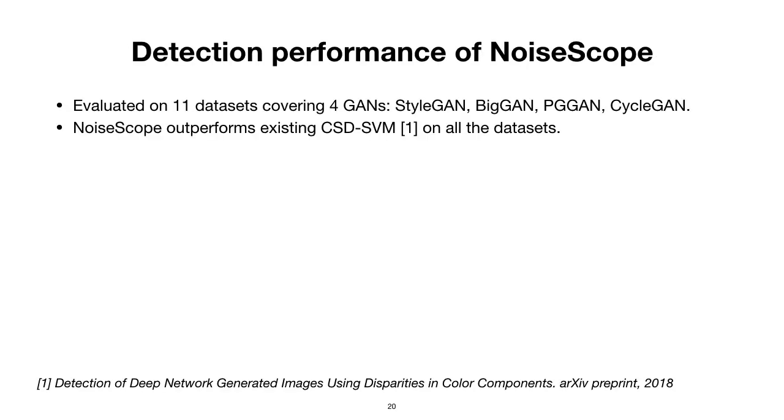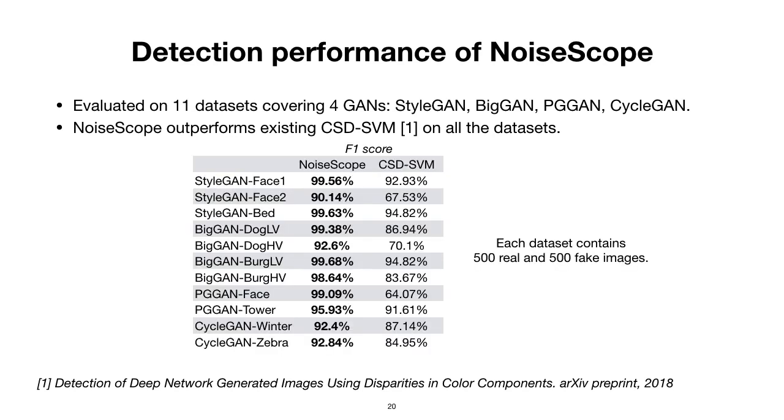Next, let's look at the detection performance of NoiseScope. We conducted an extensive evaluation covering multiple datasets and GANs. This table shows the F1 score of detecting deepfake images. NoiseScope consistently achieves a high F1 score above 90% and also outperforms the best existing blind detection scheme, labeled in the table as CSD-SVM. CSD-SVM analyzes disparities in the color components between real and fake images.